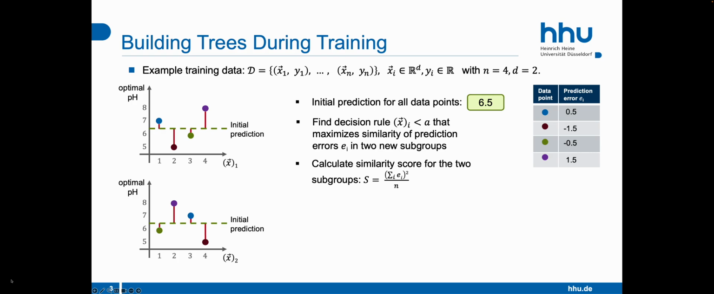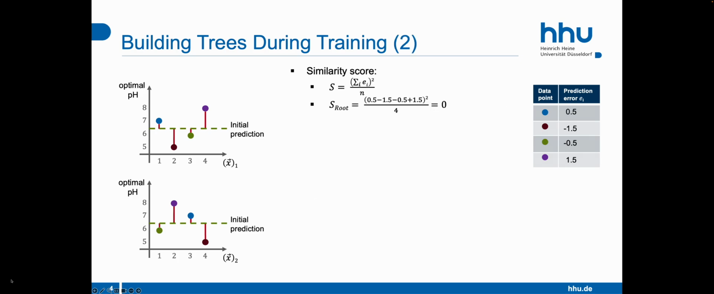For example, let's calculate the similarity score before we split the data set. We call this the root similarity score because we always have all the data points in the root of each tree. You can see that the errors of all the data points cancel each other out because we have very dissimilar errors that are positive and negative, and therefore we get a similarity score of 0. Okay, let's do a quick summary.